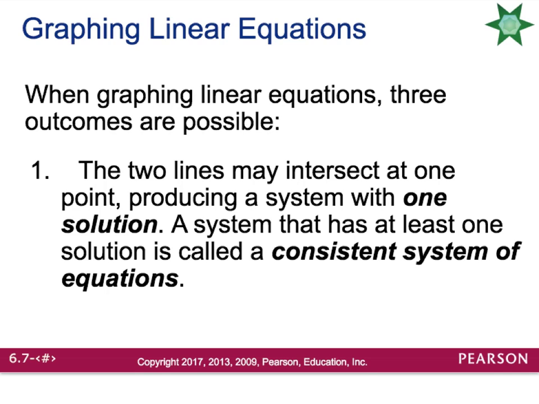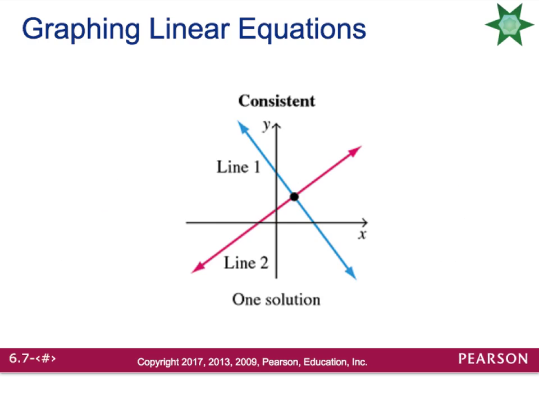When you're graphing your equations, there's 3 outcomes you can get. The first is the 2 lines can intersect each other at one point. If they intersect at one point, that means you have one solution. And when you have one solution, that's called a consistent system. So when you look at the graph, the 2 lines will cross each other. The location where they cross is going to be the solution to the system.